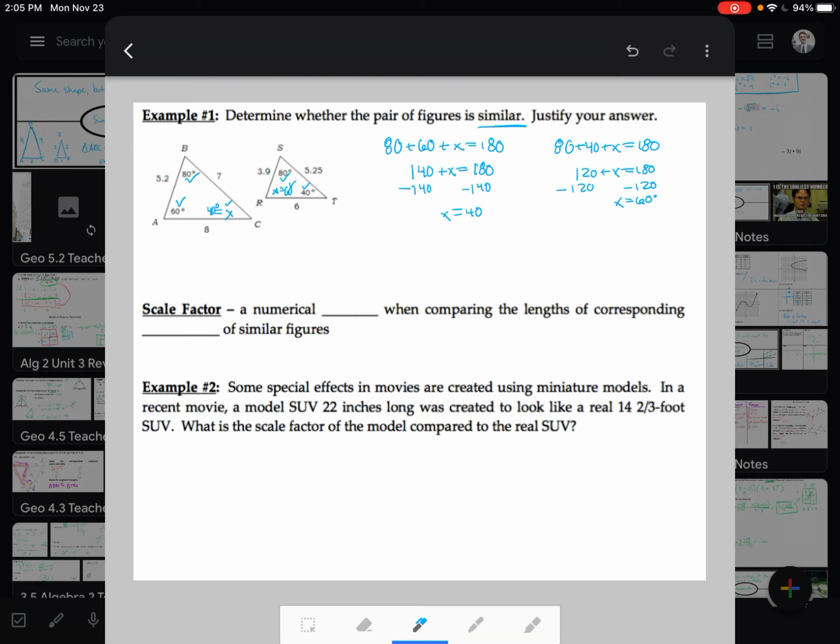Let's double check our ratio though. So let's say maybe we do something like this side to this side, and this side to this side. Let's make sure that they're proportional. So 5.2 over 8.